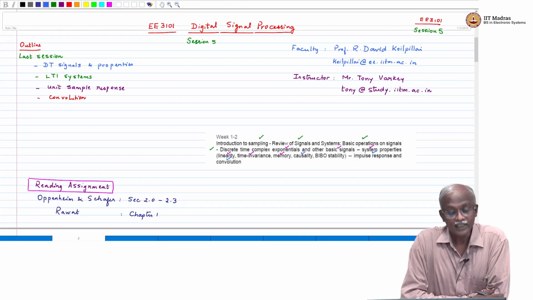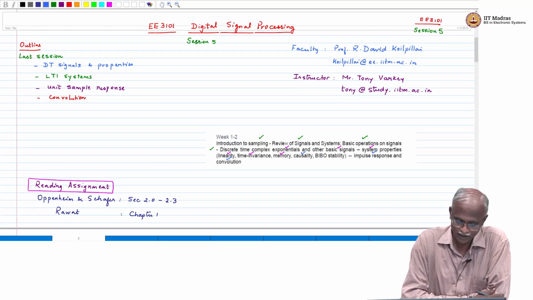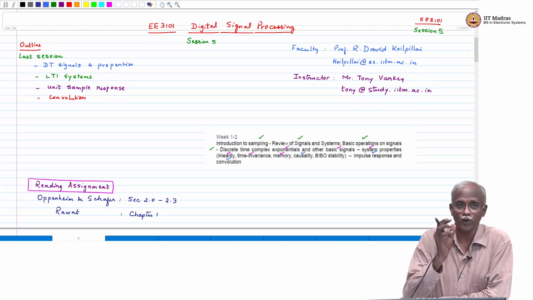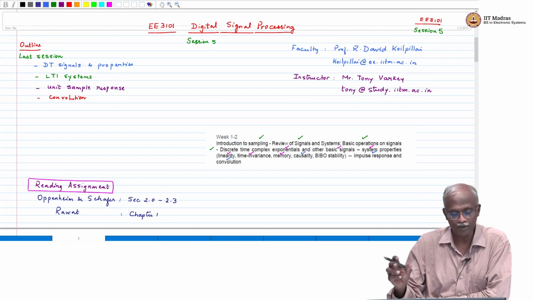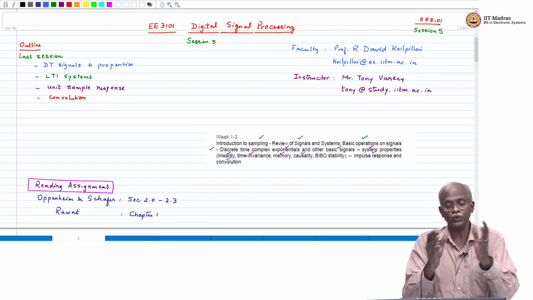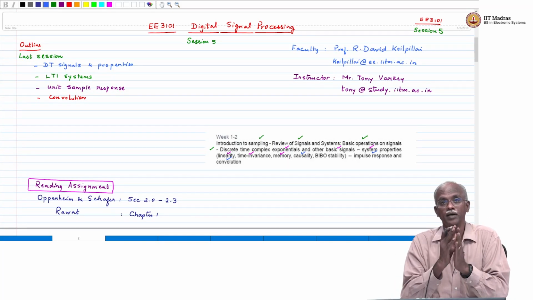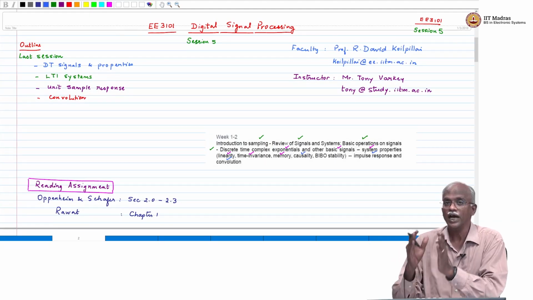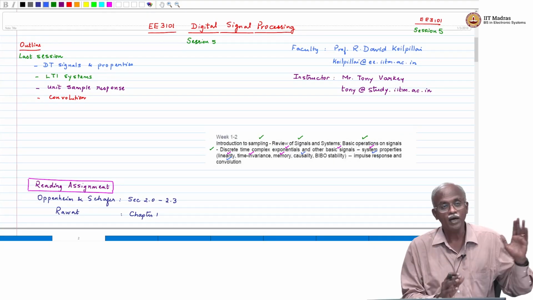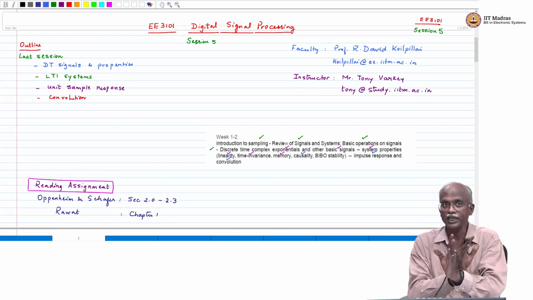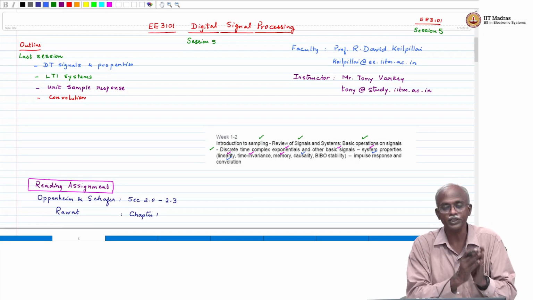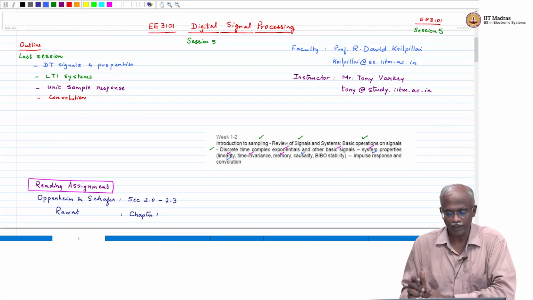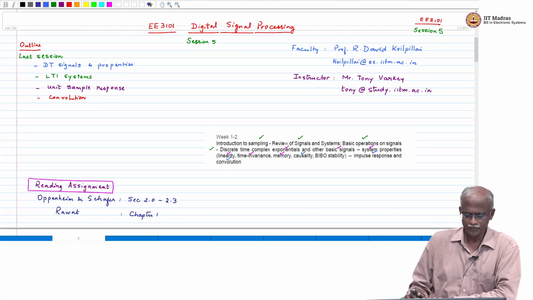We looked at discrete time signals and their properties. We looked at the definition of what constitutes a linear system and a time invariant system, and then when you have the two together, a linear time invariant system, how it is represented by means of the impulse response or the unit sample response, and for an LTI system, how you can get the output for any input by means of the convolution, which uses the unit sample response. So this is what we have covered.